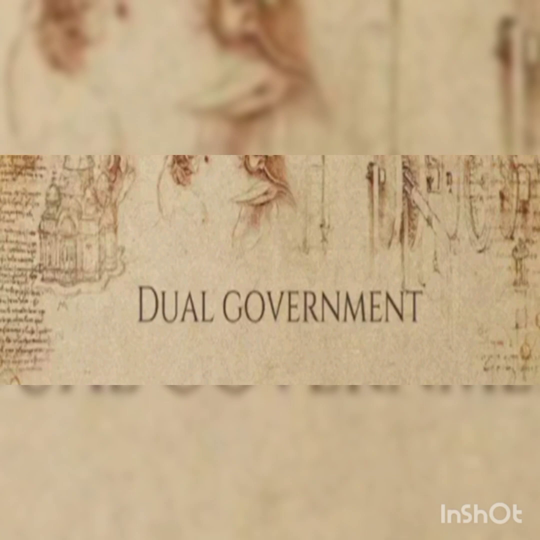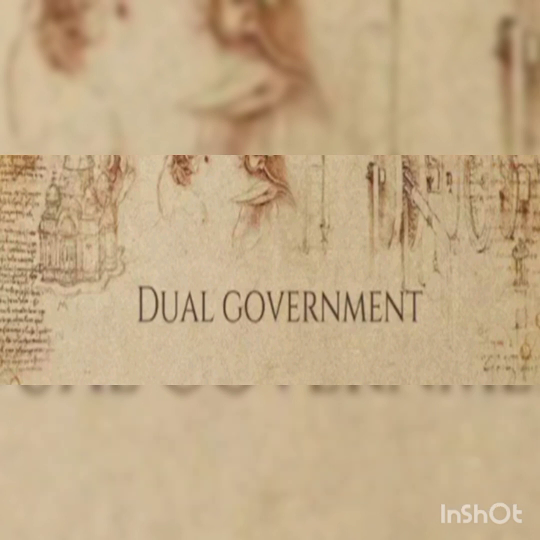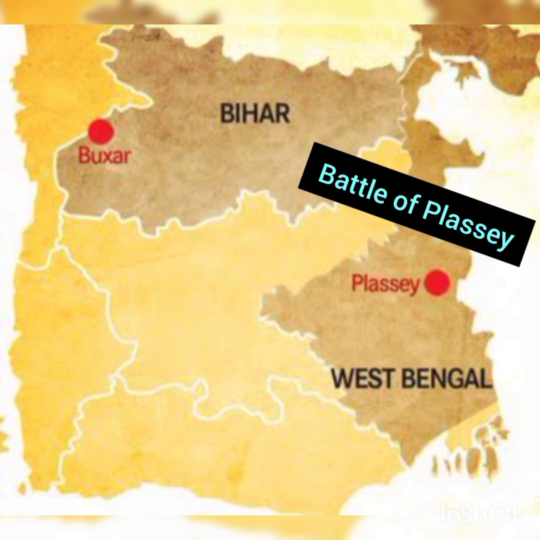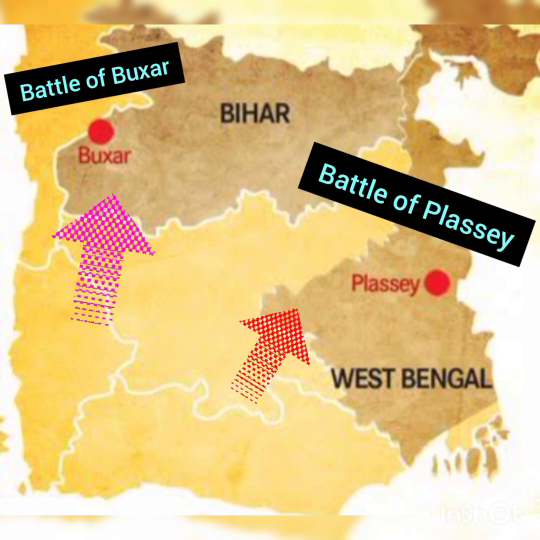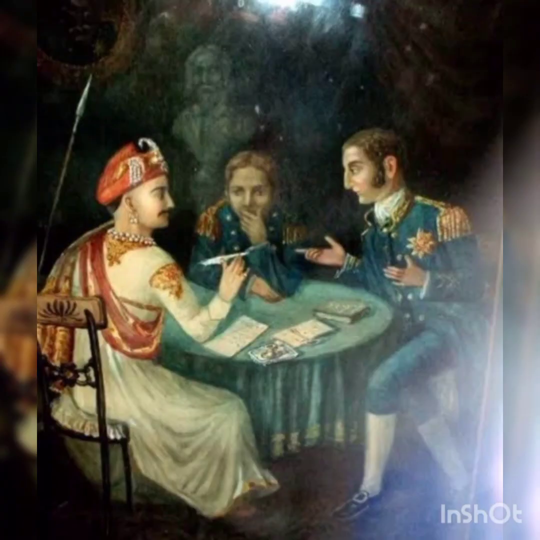Even during the famine which struck Bengal in 1770, neither the company nor the Nawab provided any relief to the people. The dual system of governance in Bengal ended in 1772. And with this end, Bengal was brought under the direct control of the company. So with these two important battles, we will end today's part. In the next part of this chapter, we will study how the British conquered the other places, about their wars, alliances, policies.